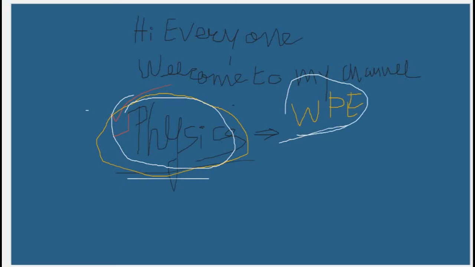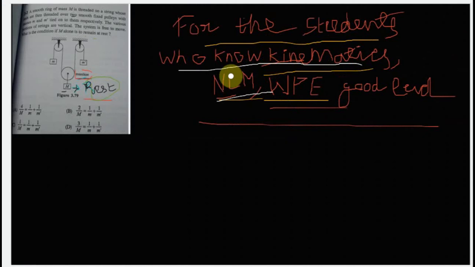It is a very good level question. The students who know about kinematics, NLM, that is Newton's laws of motion, and work, power, energy at a good level, this question is for them. The students who do not know, this question is not for them.